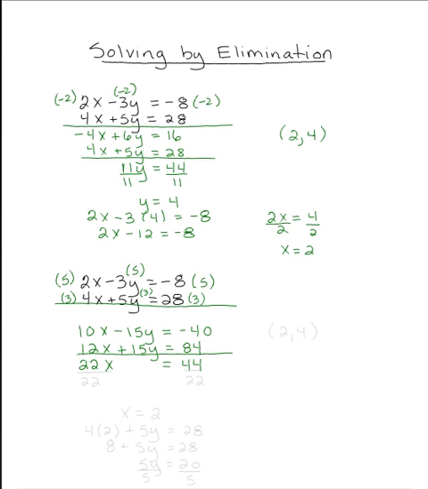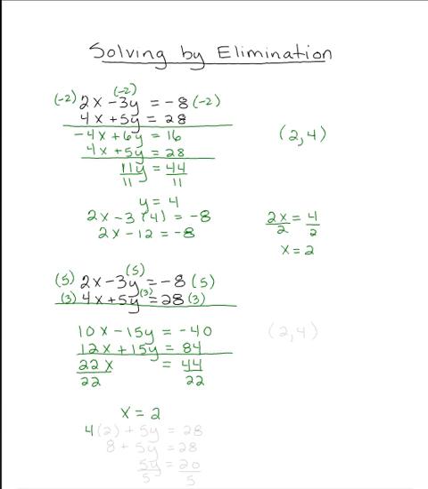The last step is to divide by what's in front of the x. So that means I'm going to divide both sides by 22. Well, 44 divided by 22 is 2. And that is what we got in the first part. But let's go ahead and solve for y. Again, pick one of the 2 equations. Now previously, we chose the first equation. So let's go ahead and pick the second equation.